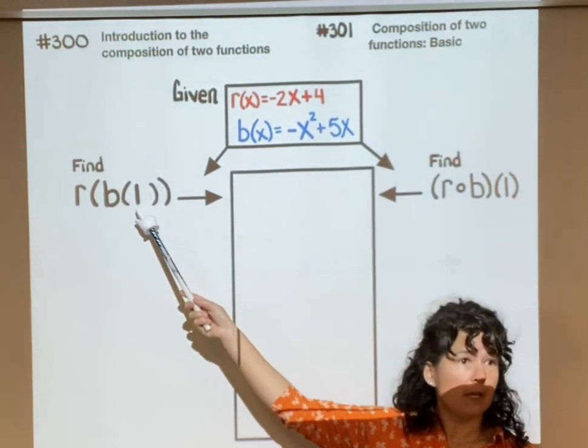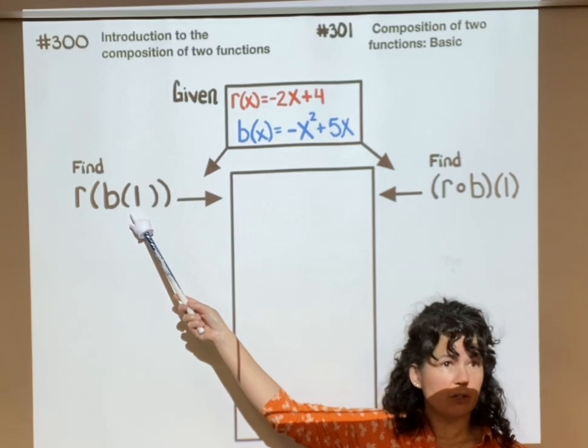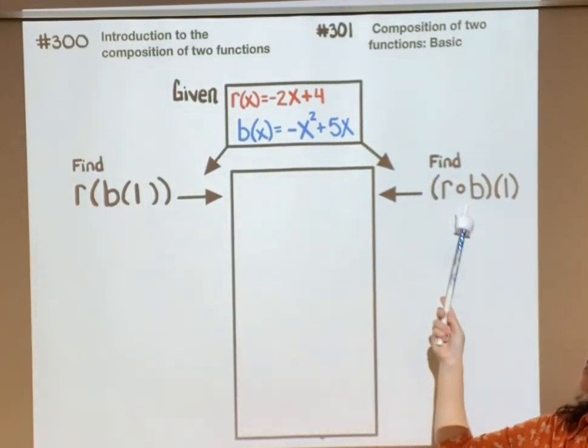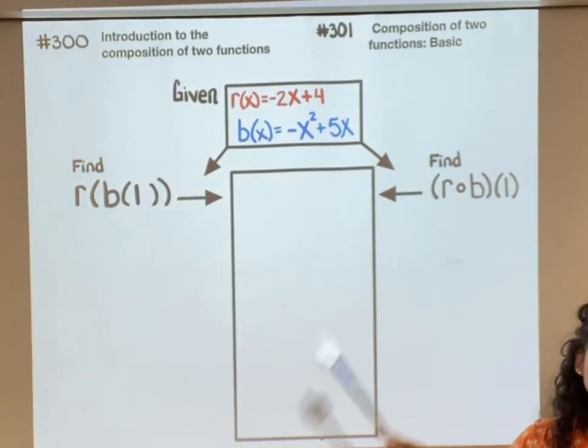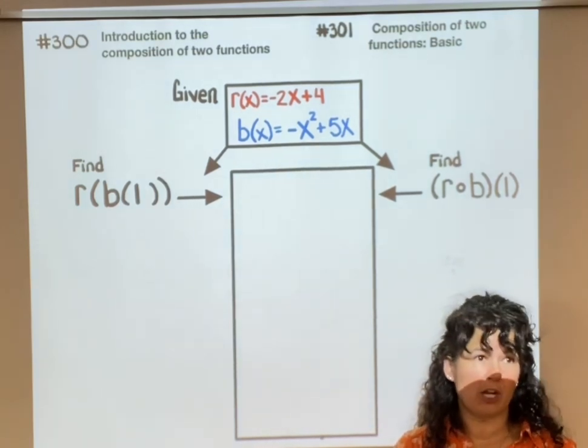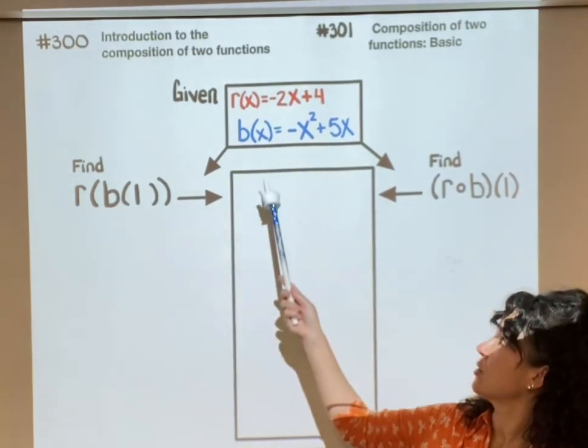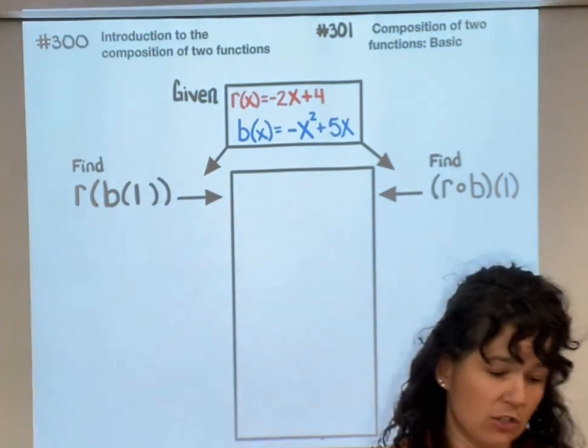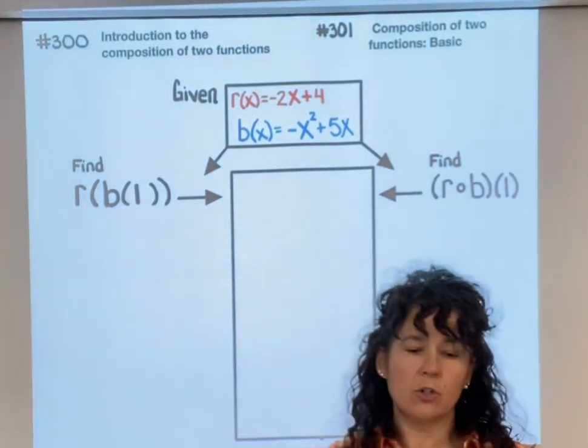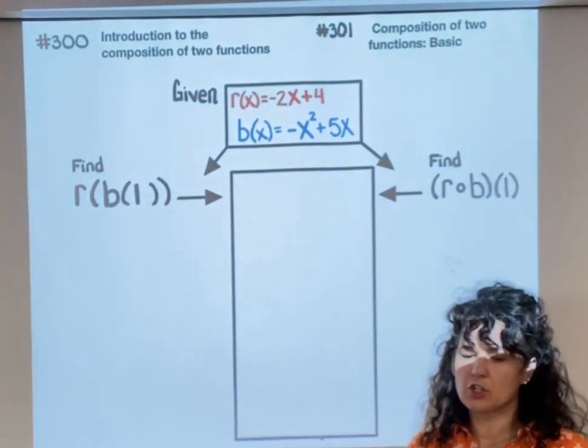In the first topic, they give you this notation. And in the next topic, they give you this notation. But what you're being asked to do has not changed. Okay, so then let's find the answer to our composition B of 1.